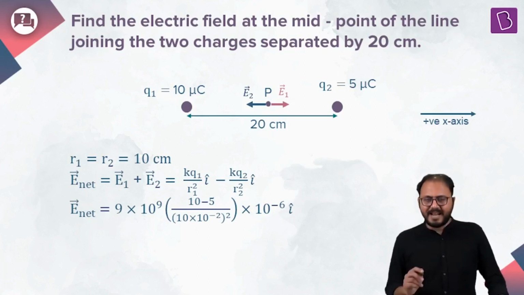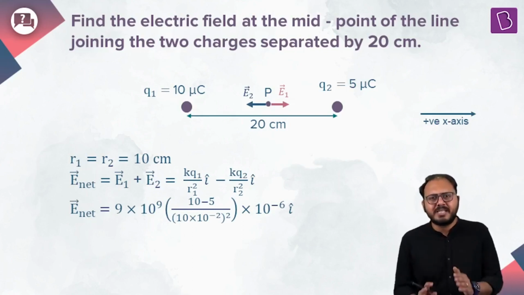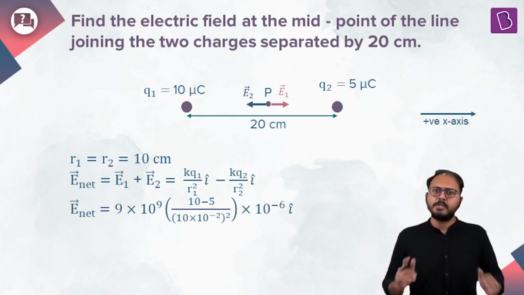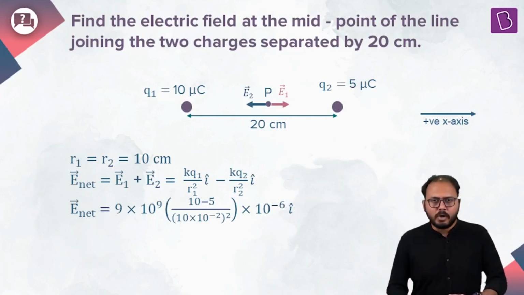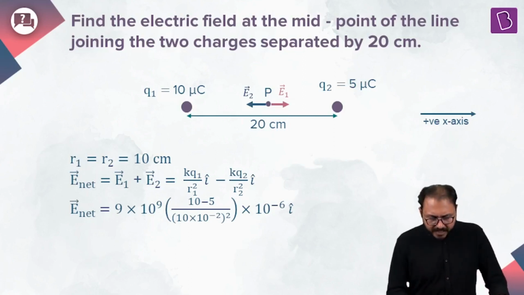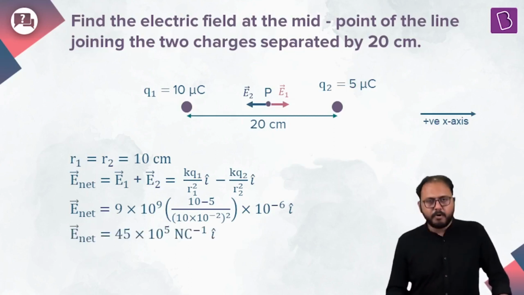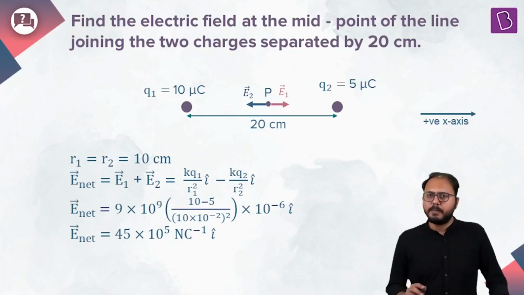Don't forget, you have an I cap tagging along because positive x-axis sense was chosen as the right hand side, so that your description of field is absolutely complete. On solving and very simple application, we arrive at the answer. The answer is 45 times 10 to the power 5. Please note the units Newton per coulomb or NC minus 1 I cap.